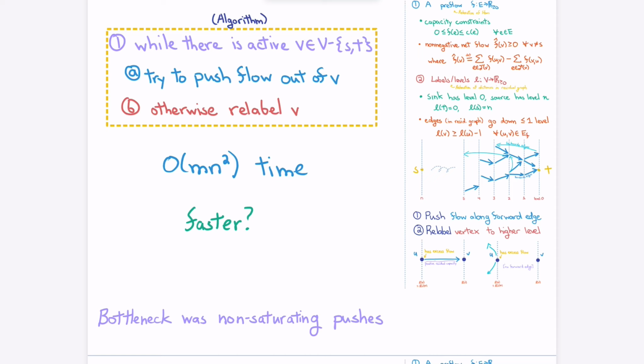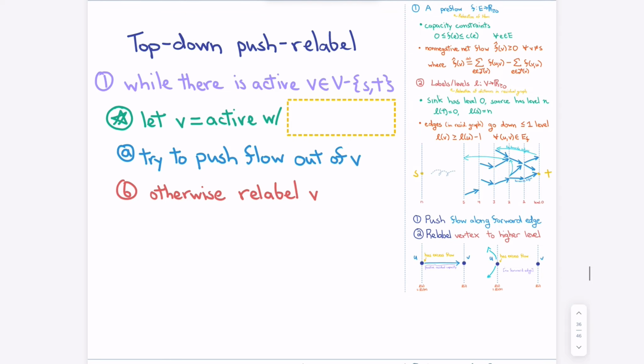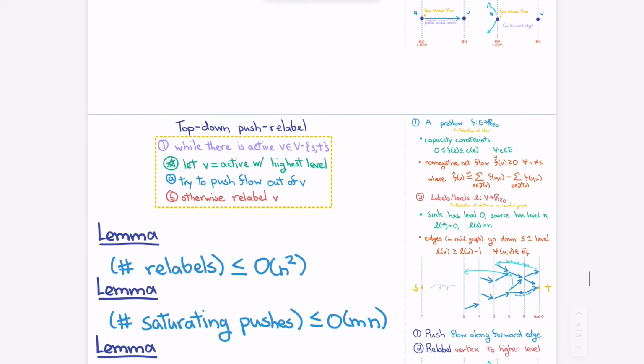Well, you're gradually pushing flow down, right? Towards the sink, and your goal is to route as much flow as you can to the sink. So you might think, okay, I should pick the active vertex closest to the sink already, hopefully getting it closer by pushing. But okay, so what we're going to do is we're going to look at an algorithm where we pick the vertex with the highest label among all active vertices. And we'll see how that plays out.